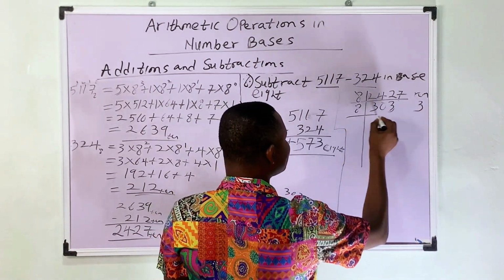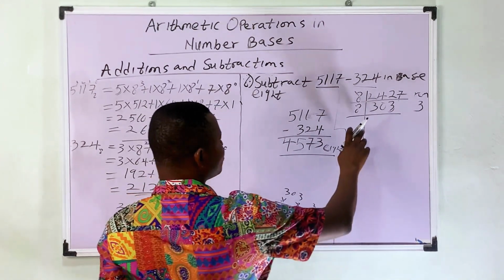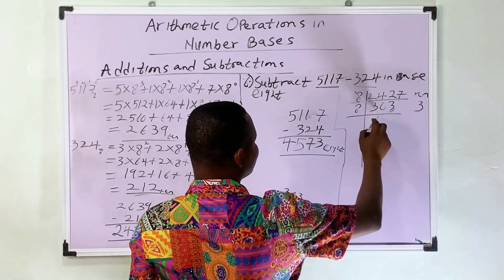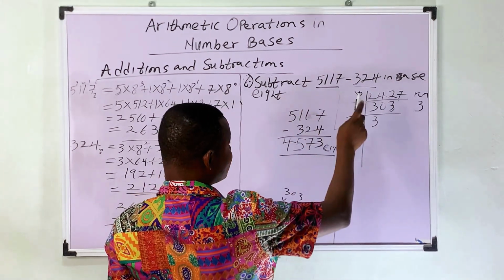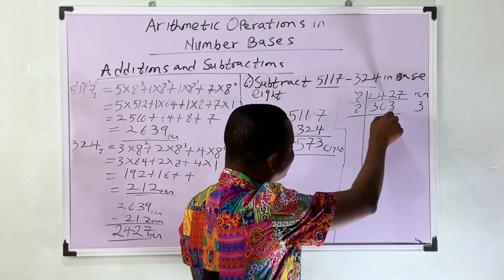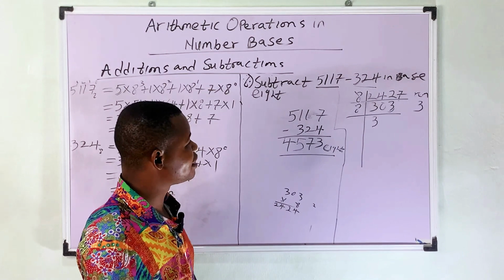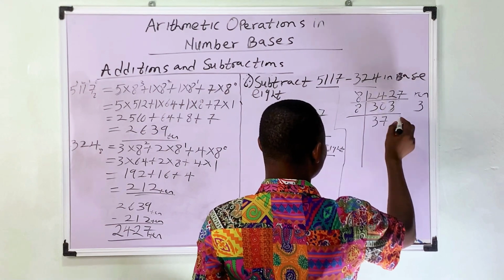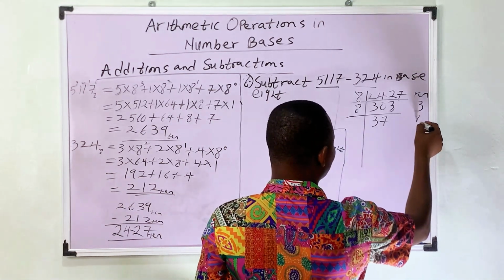Now, 303 divided by 8. 8 in 30, we have 3 also. That's 24. 30 minus 24, that's 6. We put the 6 here. So 63 now divided by 8. 63 divided by 8, that is 7. So remainder 7.